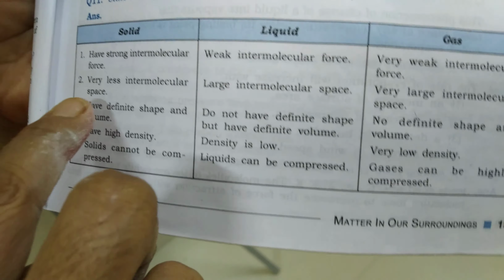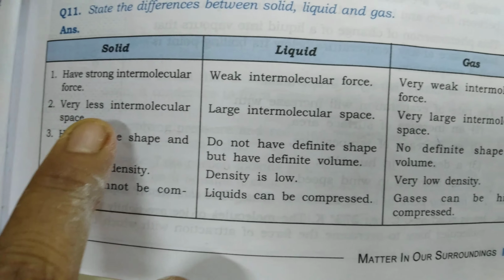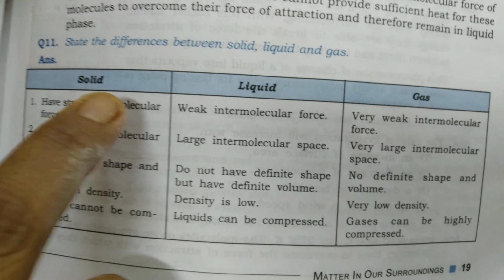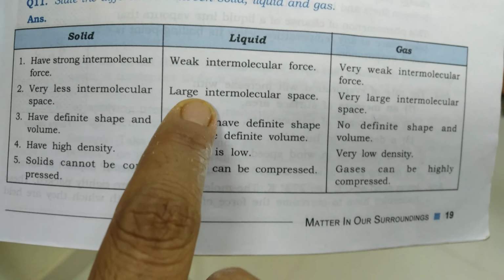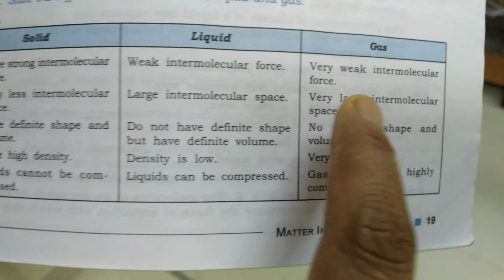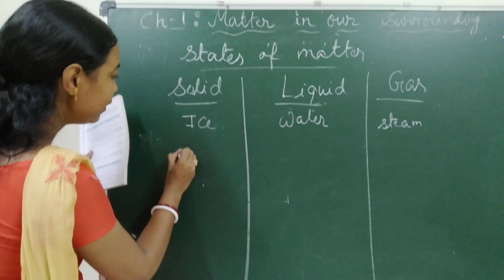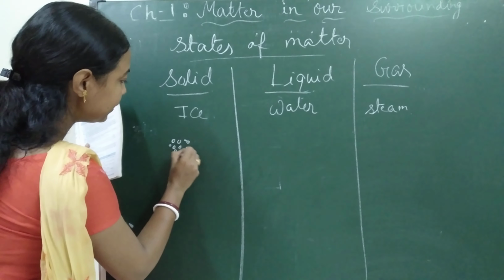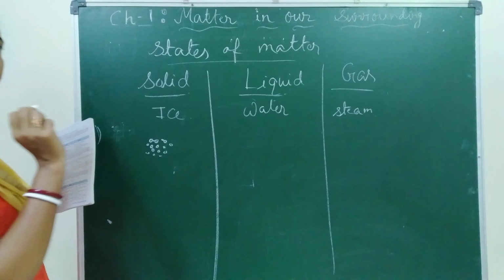Now the second point: very less intermolecular space. The space between solid particles is less, and if space is less, that's why molecular force is more. Liquid has large space and gas has very large space. Here I am showing, look at the blackboard. In solid, the particles are staying close, so the space between the particles is very less.